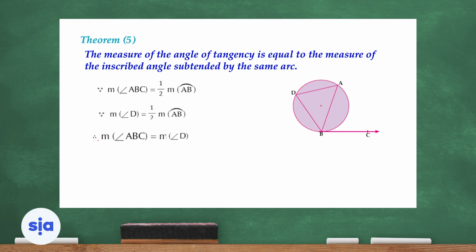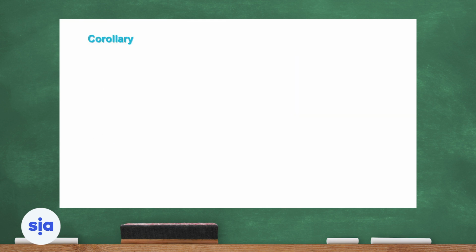So the theorem says the measure of the angle of tangency is equal to the measure of the inscribed angle subtended by the same arc. As you can see, angle ADB is subtended by arc AB, and the same thing for angle ABC is subtended by arc AB. So they both are subtended by the same arc. That's why these two angles are equal. Angle ABC is equal to angle D.